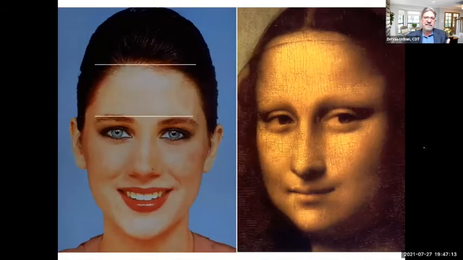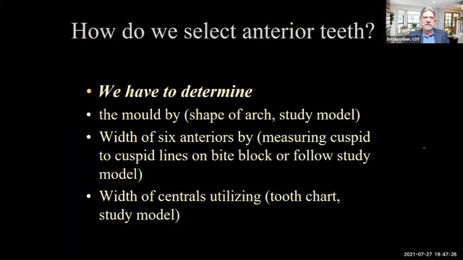We look at this face here on the left, breaking it down into sections. We have a pupil line, which is equal to the occlusal plane. We have a smile line equal to the Camper's plane. We draw a midline, cuspid line, and we have a smile line there. So all this is important when we're setting our denture teeth. So how do we select those anterior teeth for the patient?